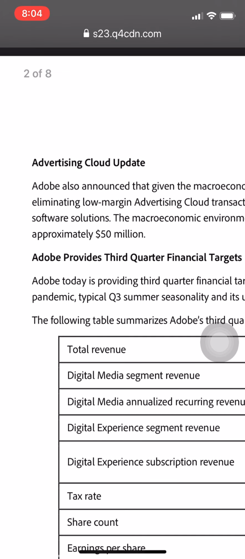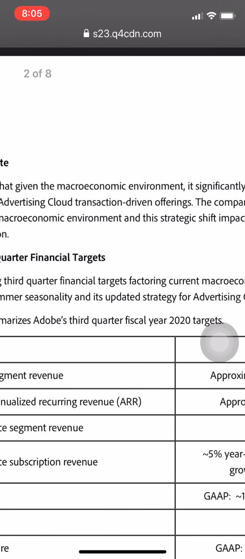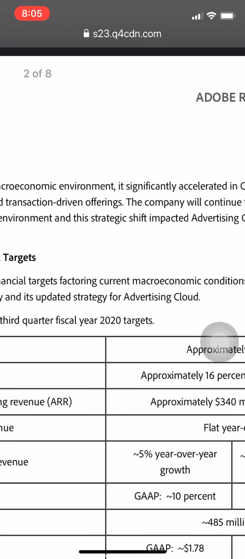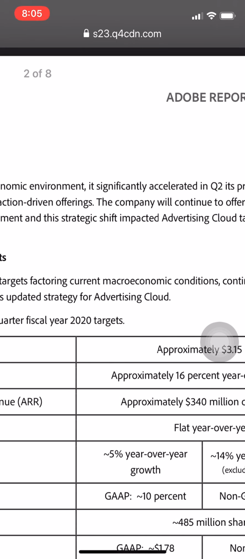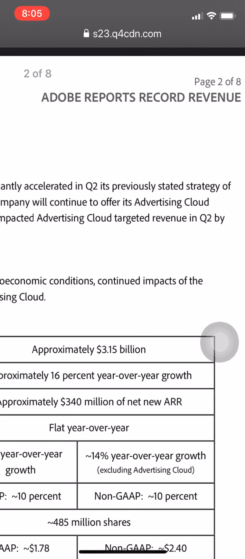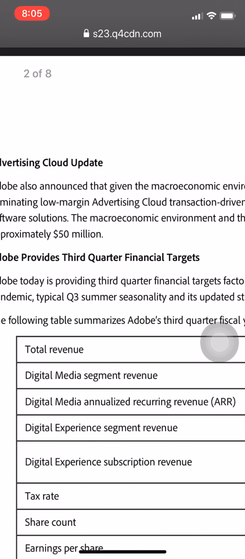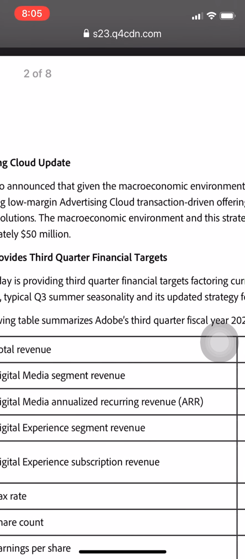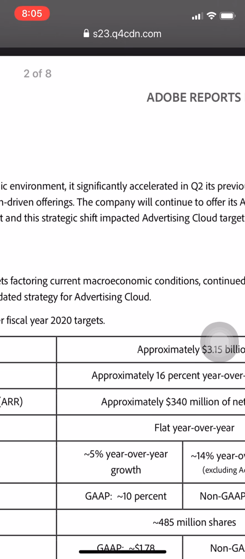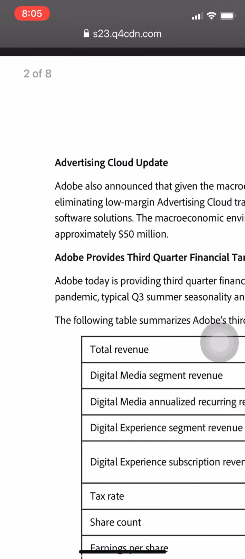And in terms of their cloud update, they announced that even though it's macroeconomic level, it's not good, it significantly accelerated in Q2 its previously stated strategy of limiting low margin advertisement cloud transaction driven offerings. The company will continue to offer its advertisement cloud software solutions.